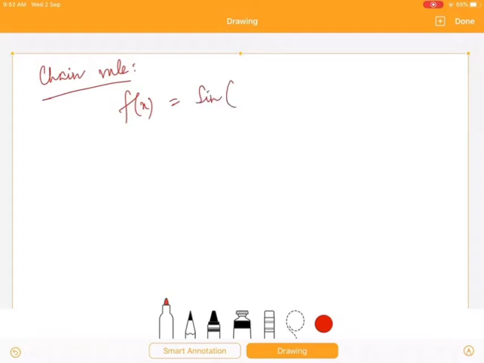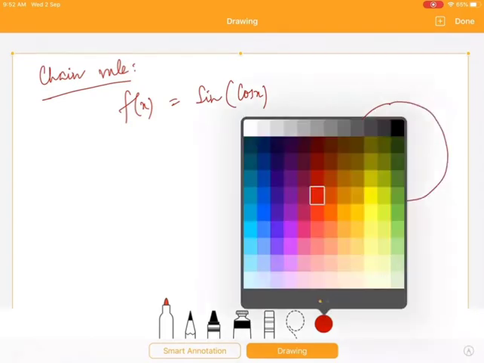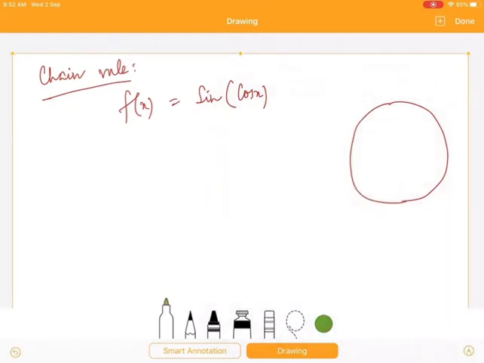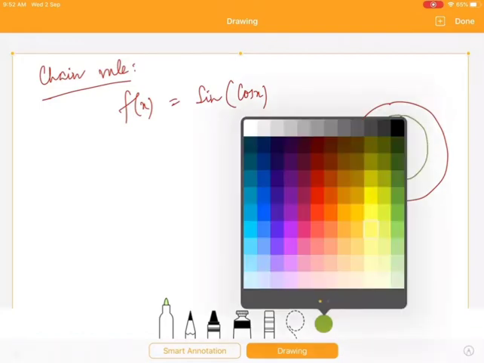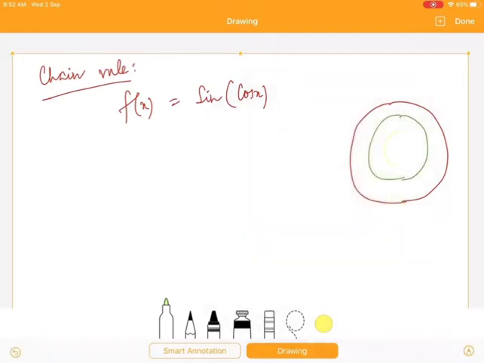sine of cos x. So how will I apply this chain rule in here? So first thing, whenever we go to a restaurant, they first serve us the starter, right? So first we have the starter, then we have the main course, and after the main course we have the dessert, right? So first thing, we need to decide which one is the starter, the main course, and then we have to see what is the dessert.